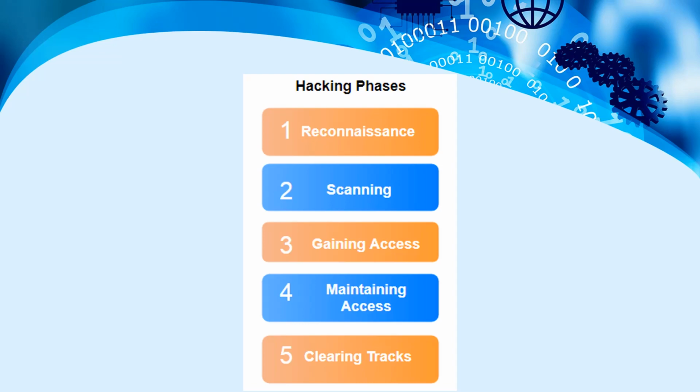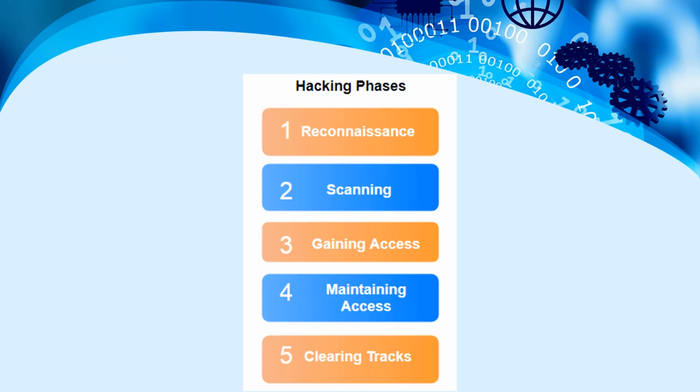If the attacker or the penetration tester finds a known vulnerability in the target, it'll be easy for the attacker to move on to the next phase. So that is a very important phase in the hacking phases, that is, scanning.